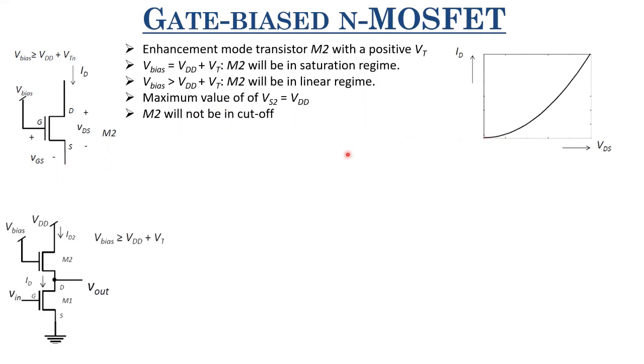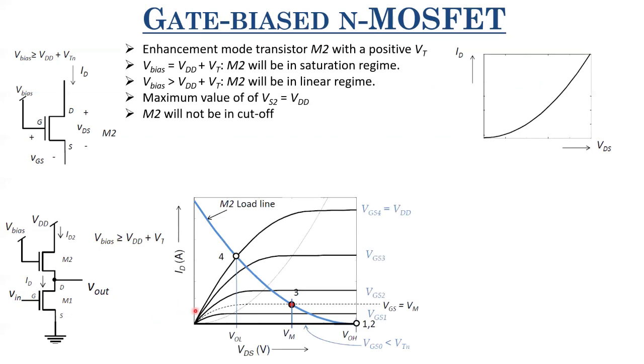Now let us look at the inverter when we replace this resistor with the help of this gate bias and MOSFET. So we have this V bias, which is greater than or equal to VDD plus VT. So this is your primary element, this is your load, and let us draw the VTC. For drawing the VTC, we know that first we have to draw the load line. Here also we take the reflection with respect to the y-axis, then we shift it by VDD, and then we plot it along with the output characteristics of M1.